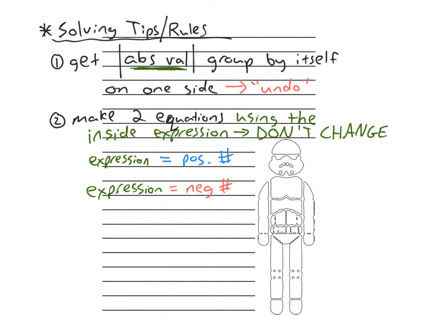So we take that inside part, the absolute value of the expression, and make it equal a positive number. And then also make it equal the negative possibility. And then we're going to solve these two different equations. And we'll see that in our examples.